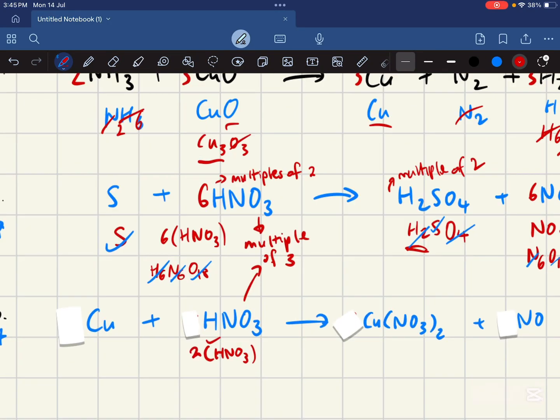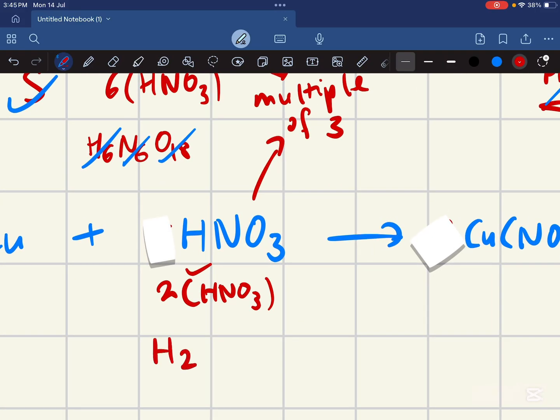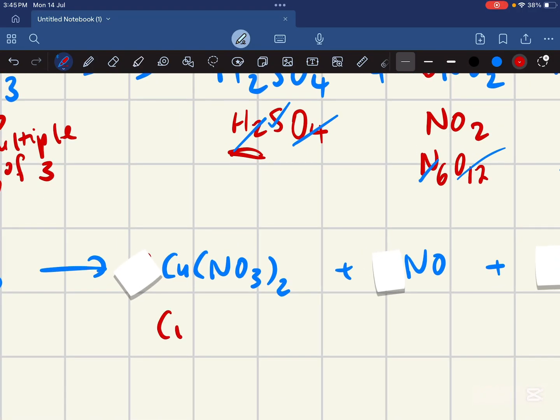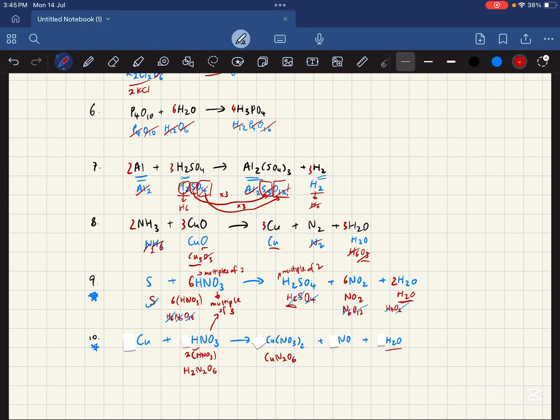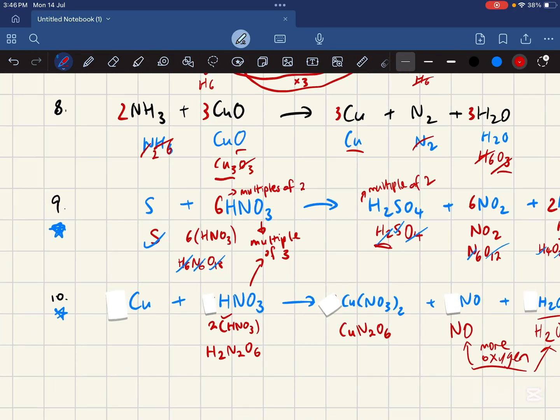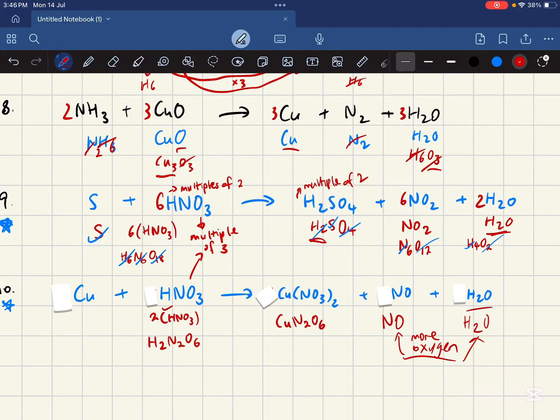I'm going to test. You have an H2, an N2, and an O6. Here we have a Cu, N2, O6. So far it looks perfect. But you realize that there are 2 extra oxygens over here. So in fact, I'm not going to have to multiply by 2. I'm going to have to multiply by more, perhaps 3.